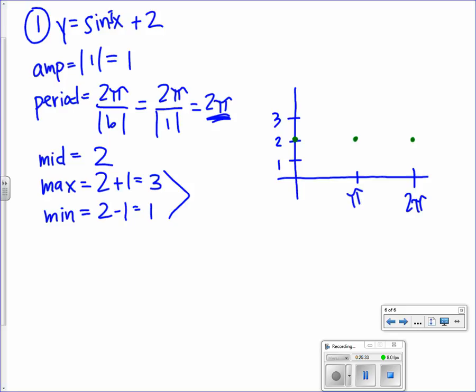Now, is this sine function going to go up first or down first? Up, because there's not a negative, right? So we're going to go up to 3, because that's our maximum point it hits. We're going to go down to 1 here.